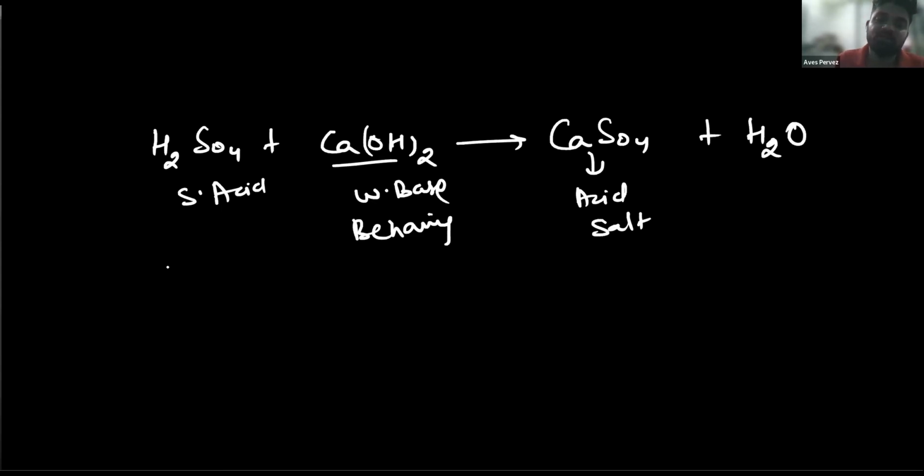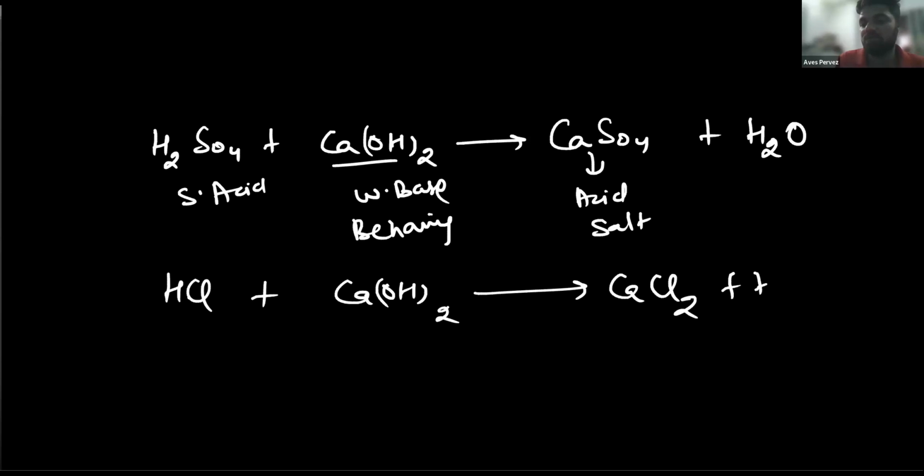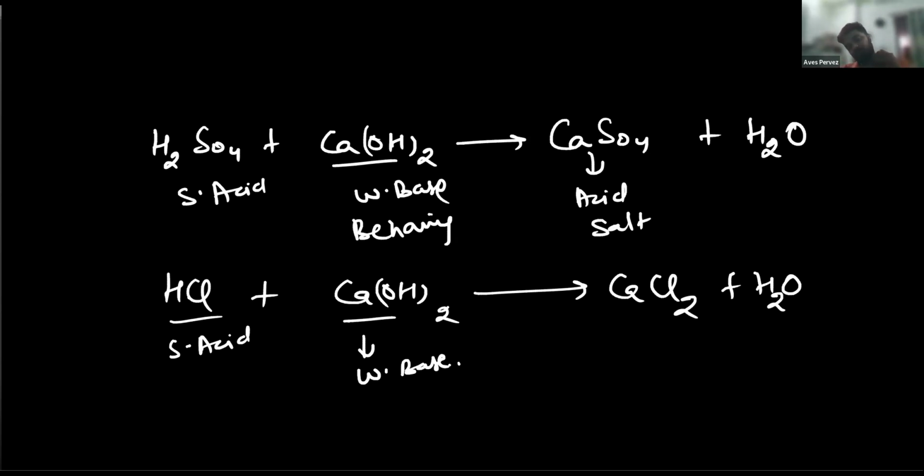Got it? Like if you have HCl reacting with calcium hydroxide, it will give you calcium chloride, CaCl2, plus water. So keep in mind that with a strong acid, calcium hydroxide behaves as a weak base. This is a special case. You understood? Is there any doubt regarding this topic?